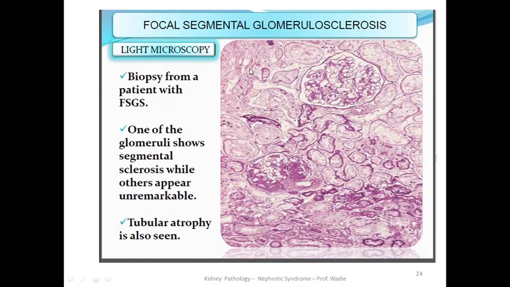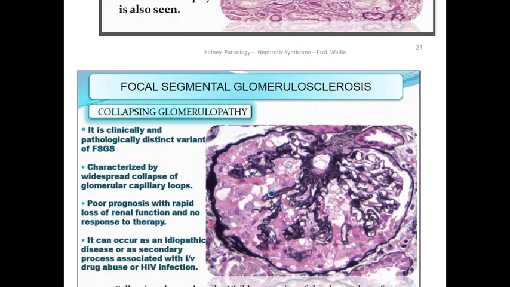These are the photos that you need to see in focal segmental glomerulosclerosis. You see this glomerulus is affected while this glomerulus is normal, so it is focal. And you see this segment and this segment of the glomerulus affected, and this segment is normal, so it is segmental. So it is a focal and segmental glomerulosclerosis.